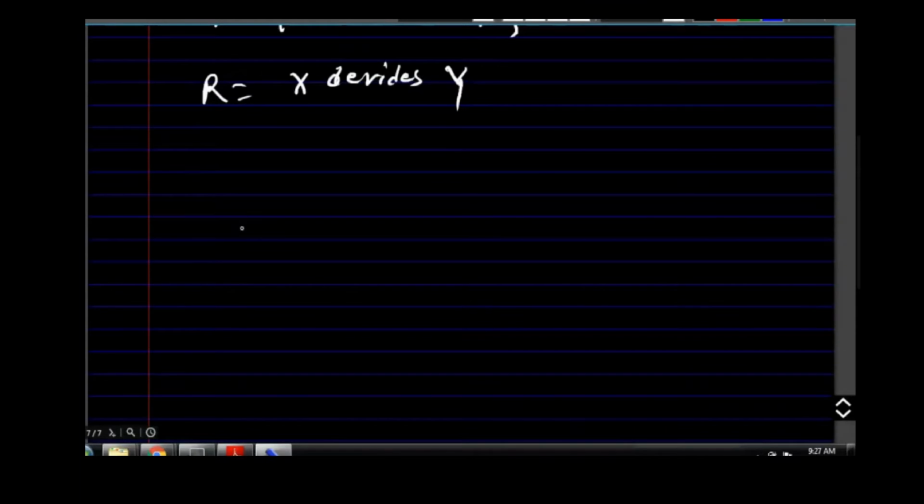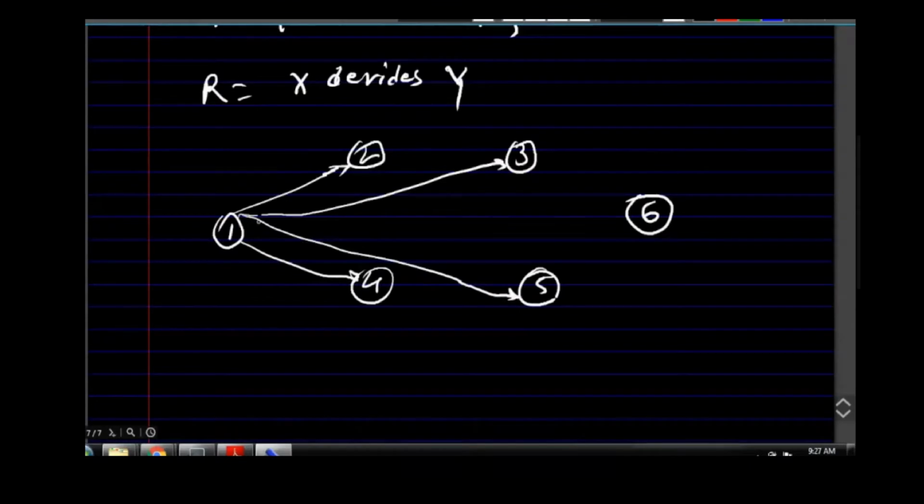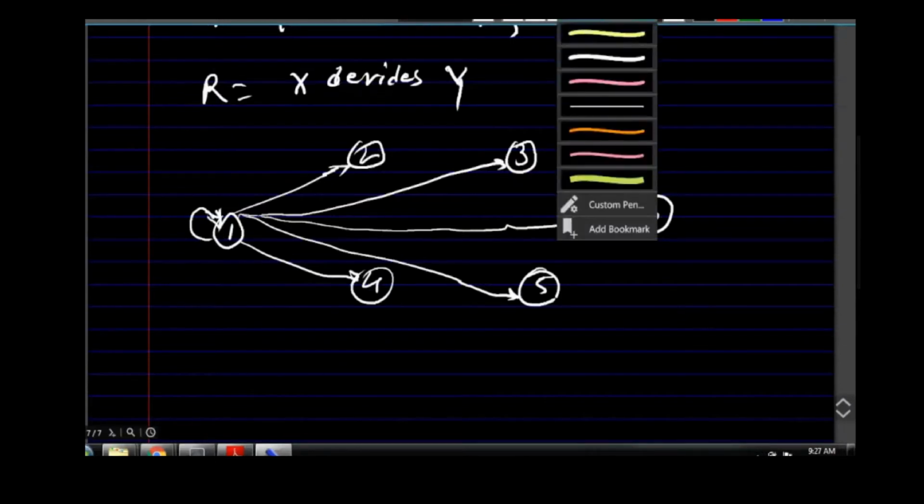First draw the diagram. 1, 2, 3, 4, 5, and 6 here. So these are the elements of the set. One will have an edge to 2, one will have an edge to 4, one will have an edge to 3, to 5, and to 6. So one will have an edge to all the vertices, isn't it? Because one divides each number, and one will have a self edge also. So this is the first number that we have selected, 1.